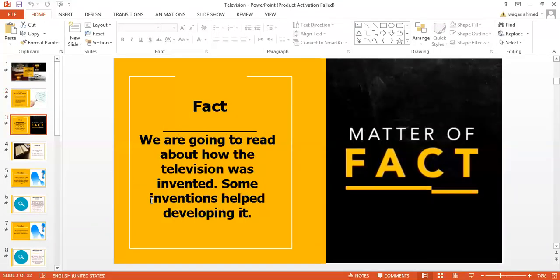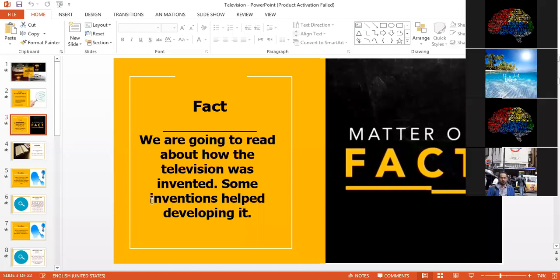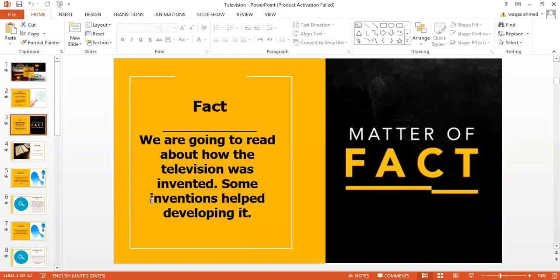So the first thing is that we'll be learning about television, its invention, when it was invented, and how some inventions helped in developing television. Before television, there were some things which were used in place of television, and the scientists discovered ways to prepare things by using those inventions, those things which were there in the world, right?